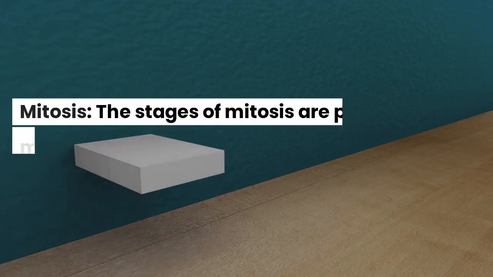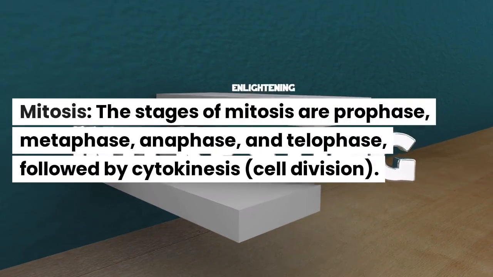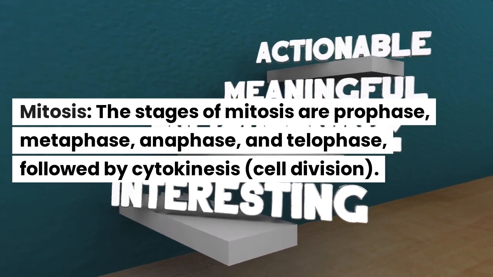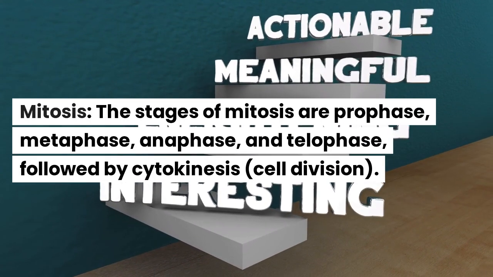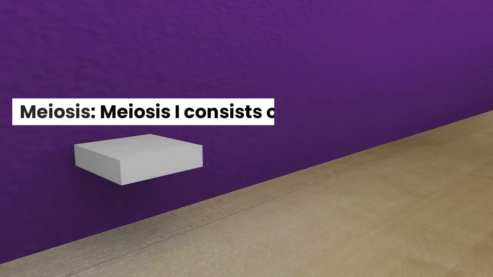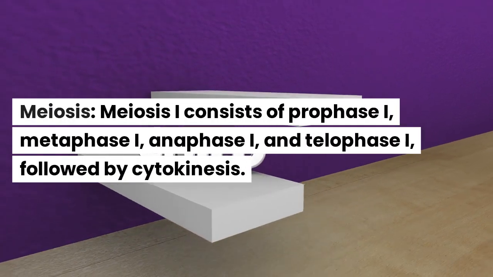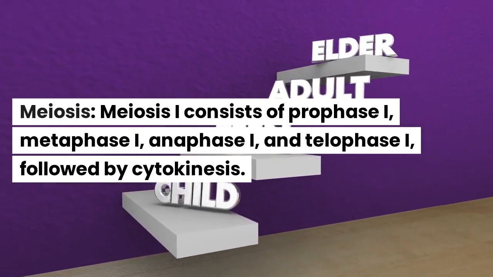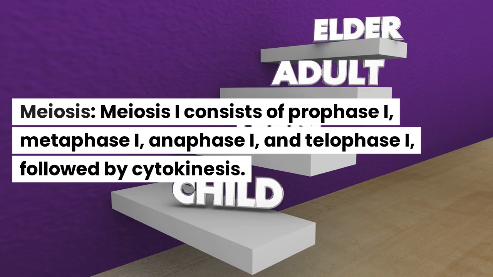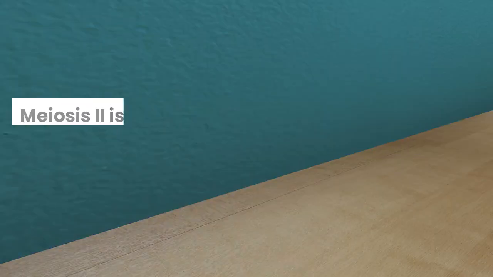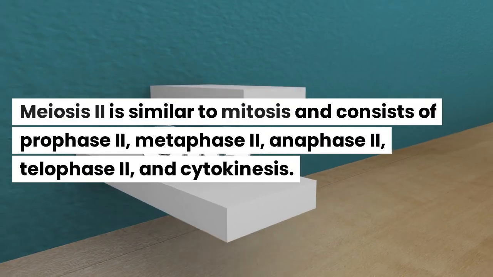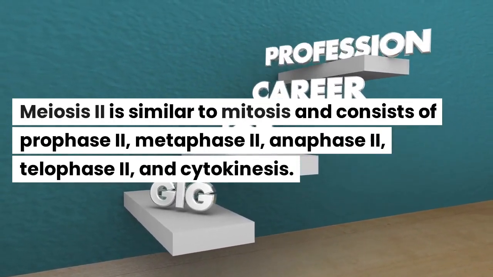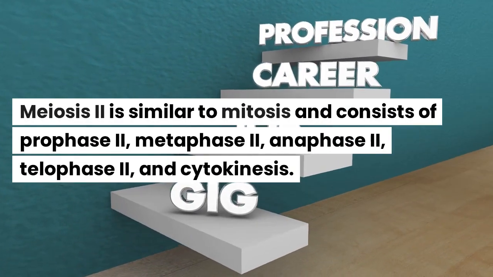Stages. Mitosis. The stages of mitosis are prophase, metaphase, anaphase, and telophase, followed by cytokinesis, cell division. Meiosis. Meiosis I consists of prophase I, metaphase I, anaphase I, and telophase I, followed by cytokinesis. Meiosis II is similar to mitosis and consists of prophase II, metaphase II, anaphase II, telophase II, and cytokinesis.